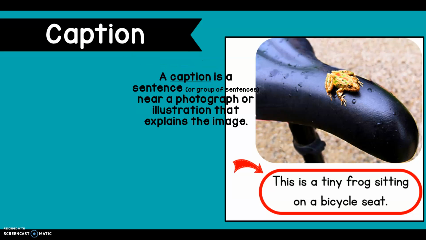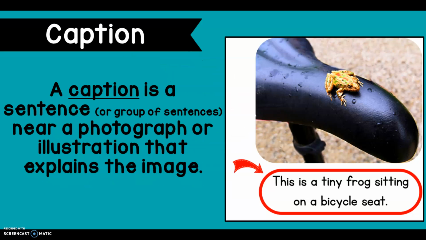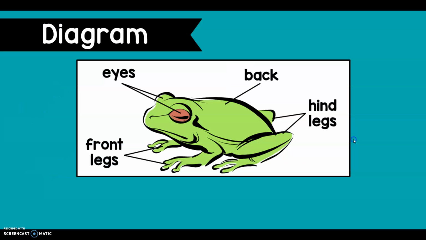Then you get into captions. A caption is a sentence, or it could be a group of sentences, that's near the photograph, usually at the bottom of a photograph, and it just gives you pertinent information about what you see in the image.